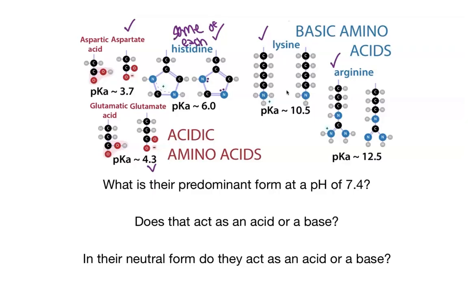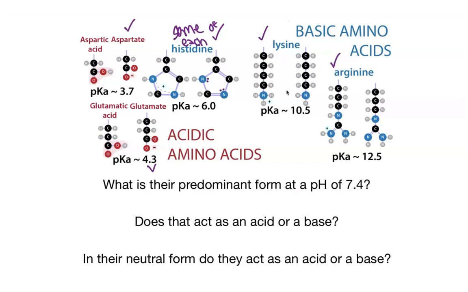And so they were so happy acting as an acid, or they were so happy acting as a base, that we're going to find them in their conjugate form. We're going to find them as they've already done that. Those cookie monsters have already taken a cookie in the case of the basic amino acids, or they've given up a cookie in the case of the acidic ones.